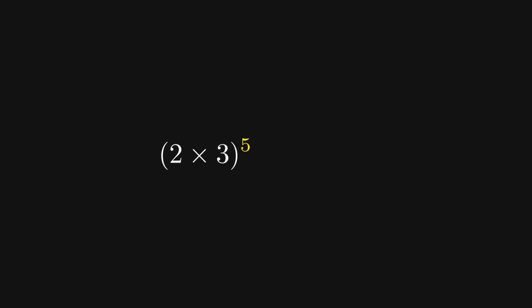Now let's try this out with an example. Here we have 2 multiplied by 3 all raised to the power of 5. According to the power of a product law, we can rewrite this by applying the exponent to each factor separately. So this is equal to 2 to the power of 5 multiplied by 3 to the power of 5.